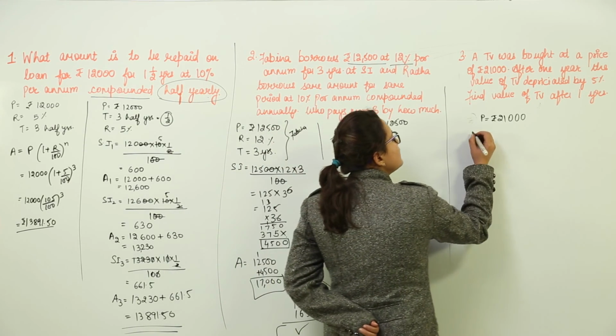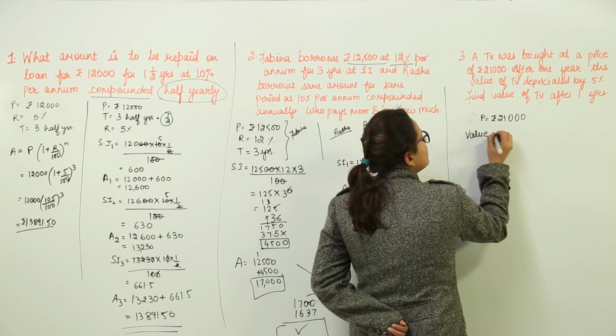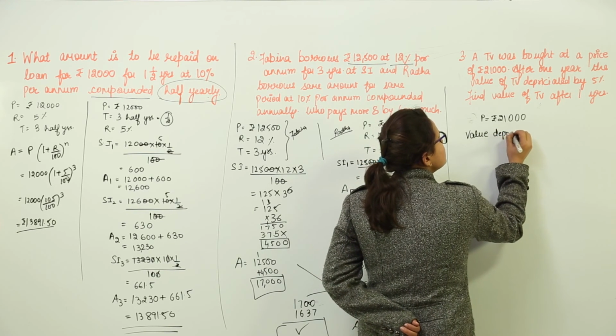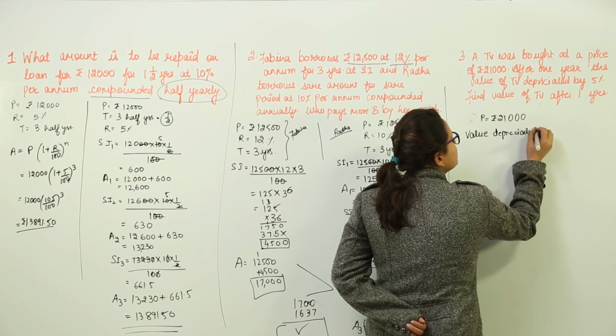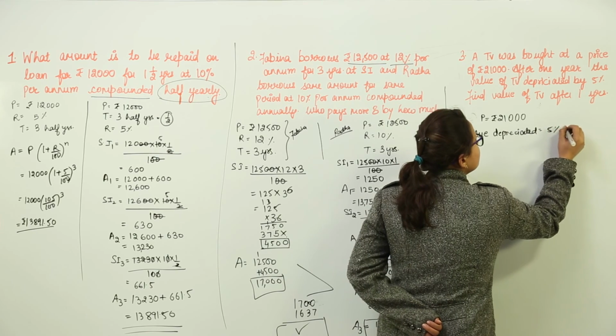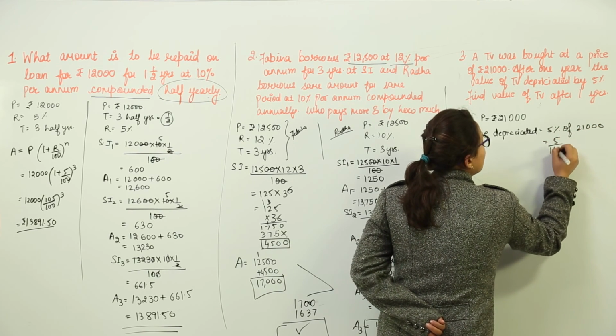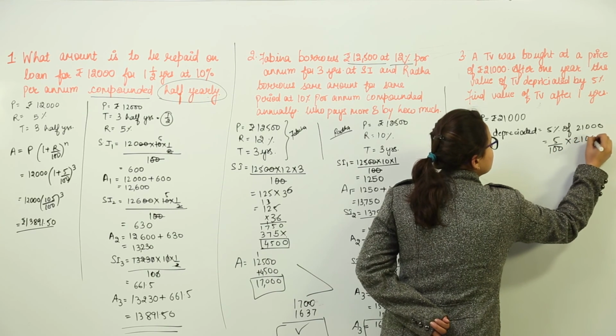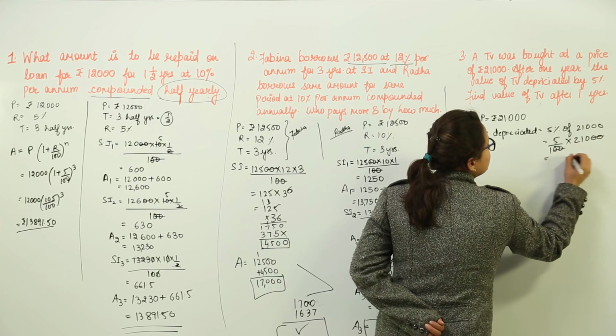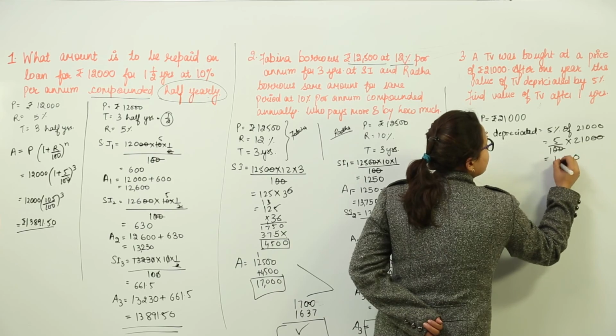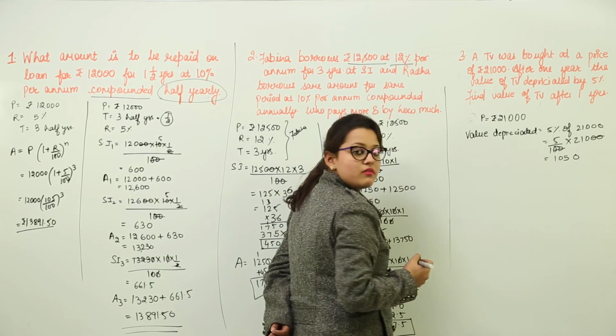That means simply the value depreciated can be calculated. The value depreciated would be equal to how much? 5% of 21,000. That would be equal to 5 upon 100 into 21,000. On solving, you would get 1050 as the depreciating value.